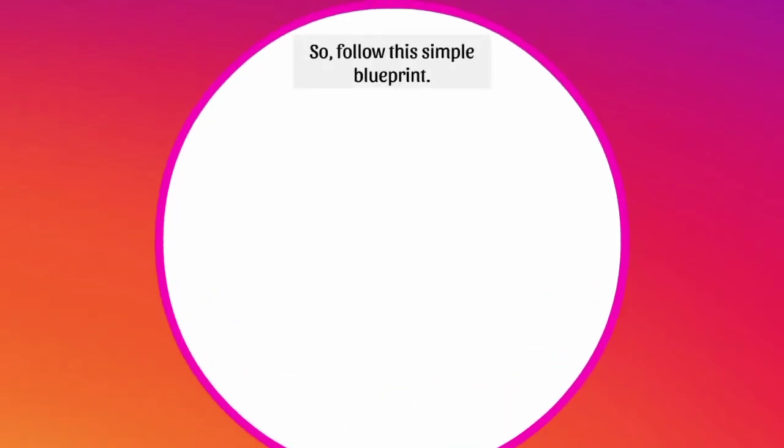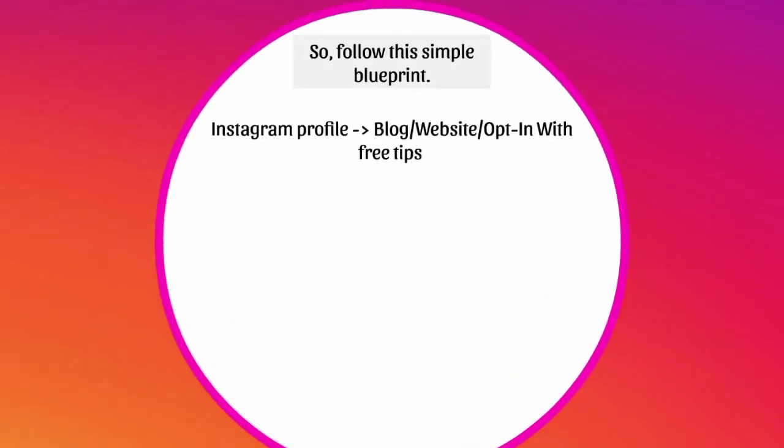So here's a basic blueprint that you can follow. From the Instagram profile, I recommend that you direct them to either a blog, your website, or an opt-in with free tips. You're still trying to build their trust. It's still semi-cold traffic. If you send them to a blog with more content, more free information, then that's going to gain their trust. They're more likely to want more, right?